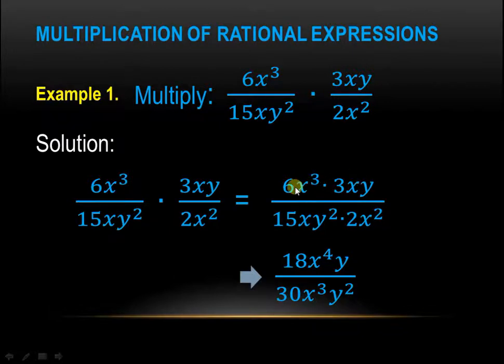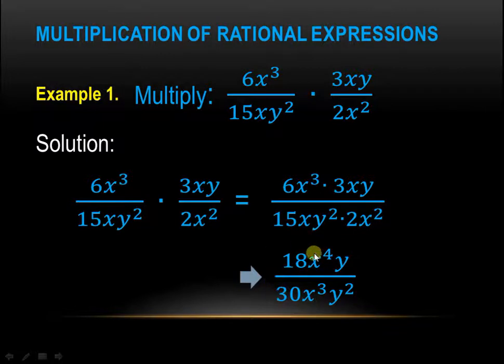Using the laws of exponents, we just need to add when we're multiplying. So x cubed times x will give us x to the fourth, and then copy the y. Then the same thing here: 15 times 2 gives me 30. x times x squared, again there's a 1 here, so 1 plus 2 is x cubed, and then y squared.